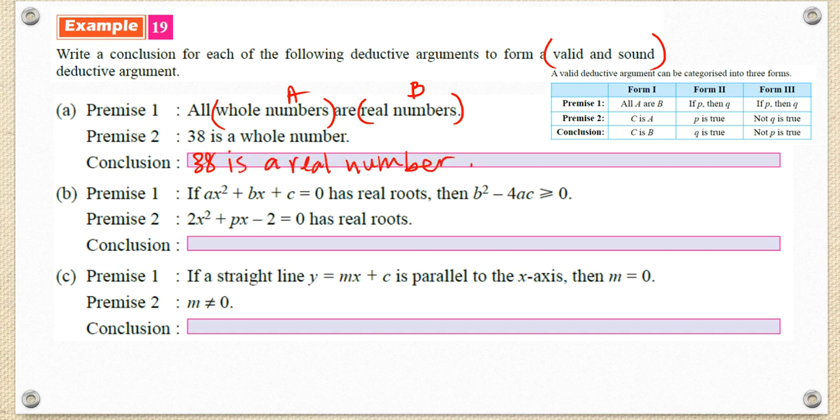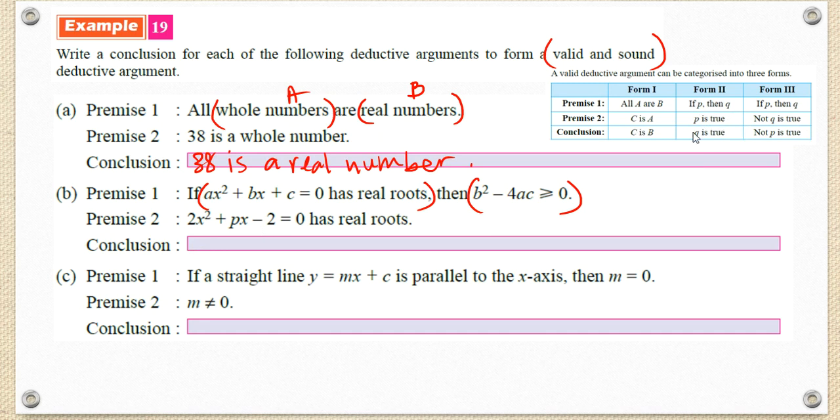B. If P, then B squared minus 4AC more than 0. Then we look at premise 2, which is 2x squared. See, they put the A as 2 now, your B as P, and C as negative 2 equals to 0 has real roots, meaning P is true.